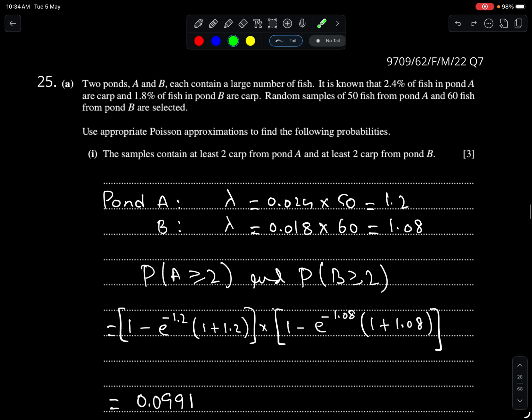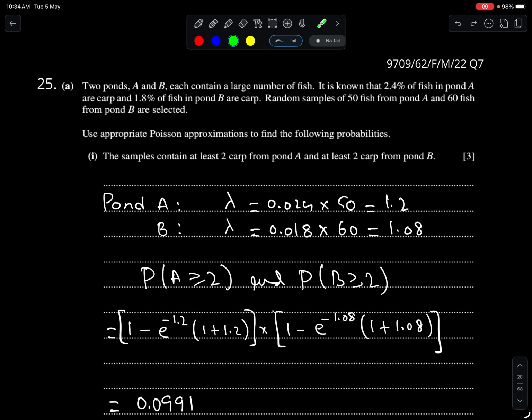Okay. Question 25 from this here. Two ponds, A and B, each contain a large number of fish. It is known that 2.4% of fish in pond A are carp, and 1.8% in B are carp. Random samples of 50 fish from pond A and 60 fish from pond B are selected. So get the value of lambda.